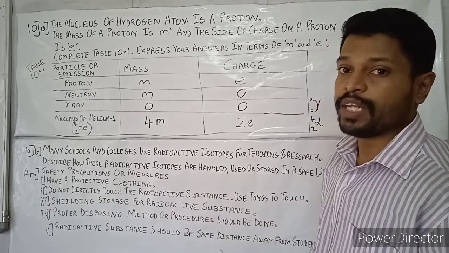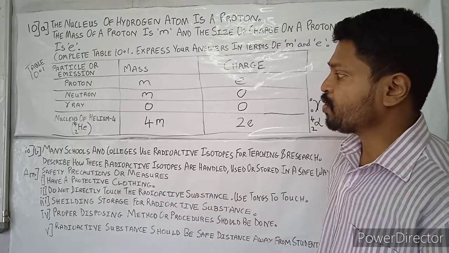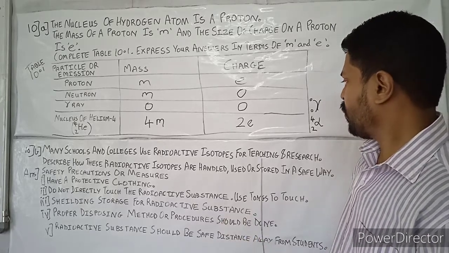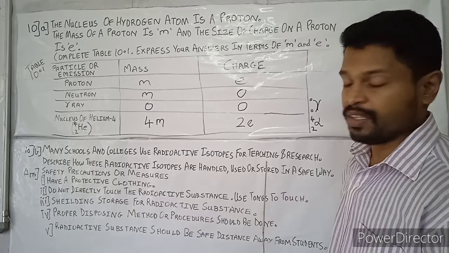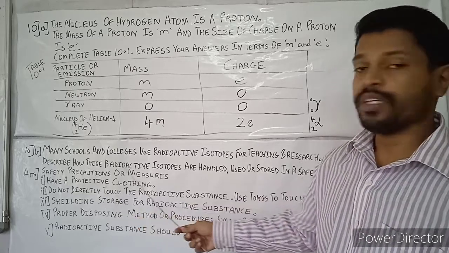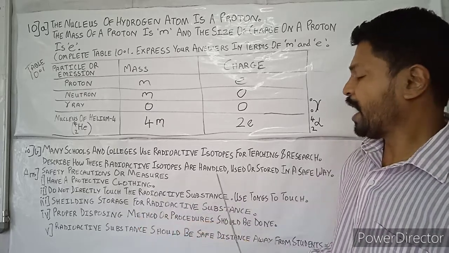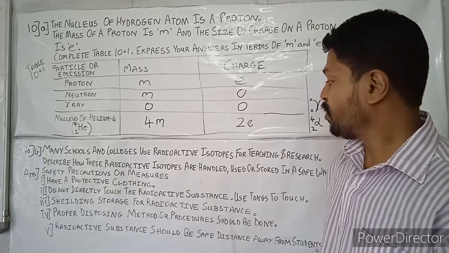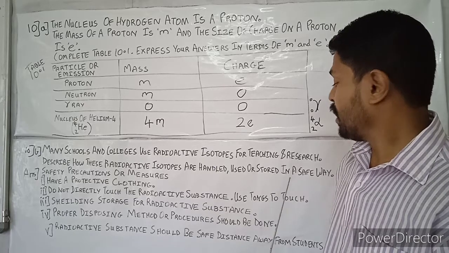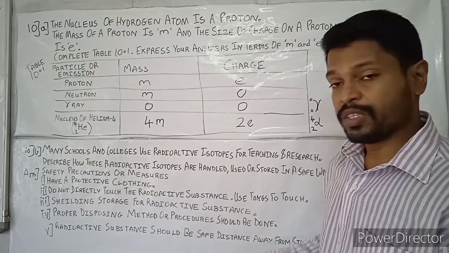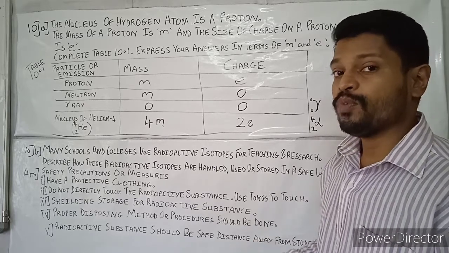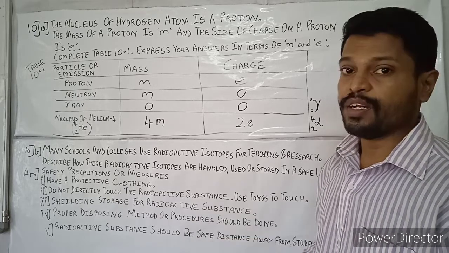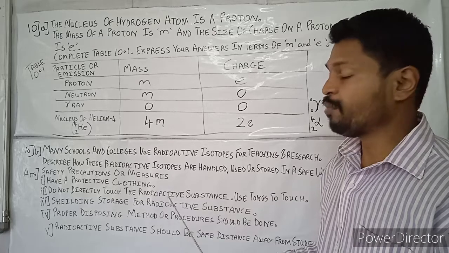Now we are going to 10 B. Many schools and colleges use radioactive isotopes for teaching and research. Describe how these radioactive isotopes are handled, used and stored in a safe way. We have to describe the method and write down at least three points.